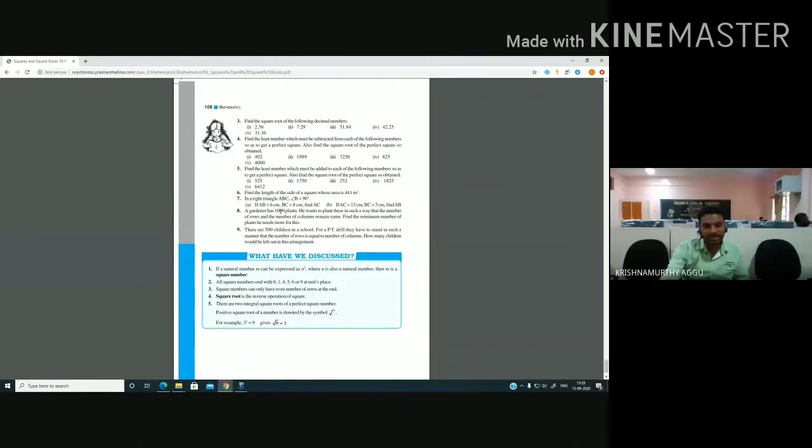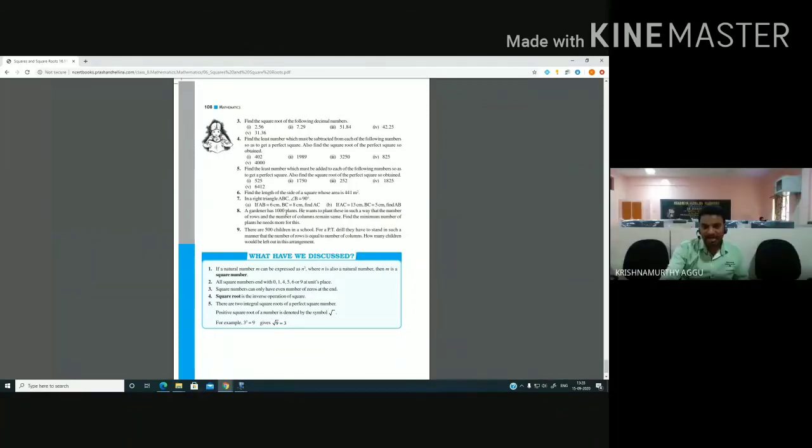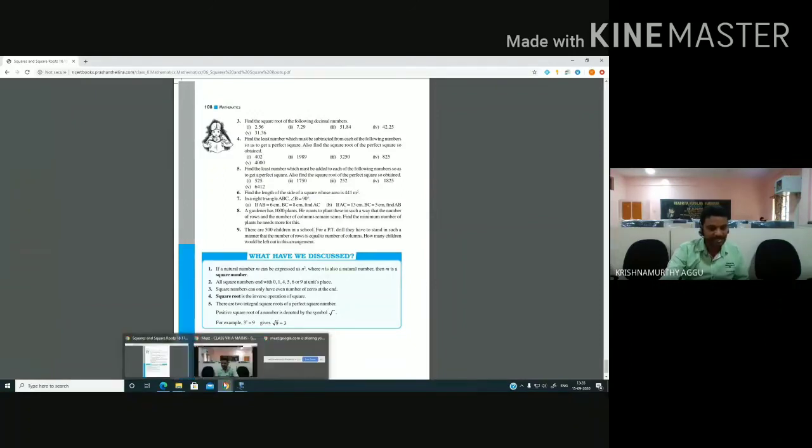So out of the 1000 plants, 1000 plants are already there. How many plants more are required? So more than 1000, how many are required? This is an addition question only. What we can do here also condition is same. Number of rows and number of columns remain the same.